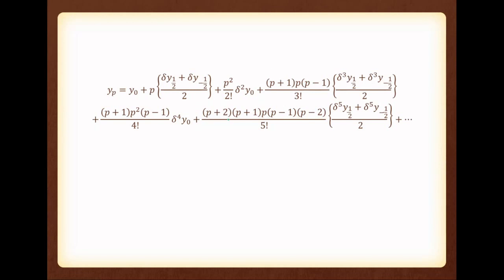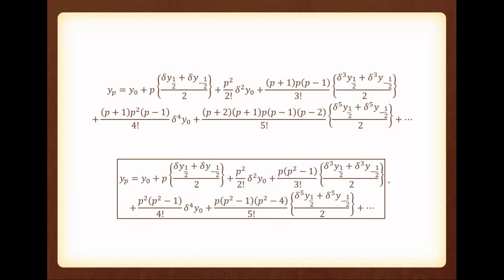Similarly here we have p plus 2 and p plus 1 into p minus 1. So we can take it as p square minus 1 square. Similarly we have p plus 2 into p minus 2, so we can take it as p square minus 2 square, that is p square minus 4. So we can do that modification also. So that one is written here. So this is the final Stirling's formula.